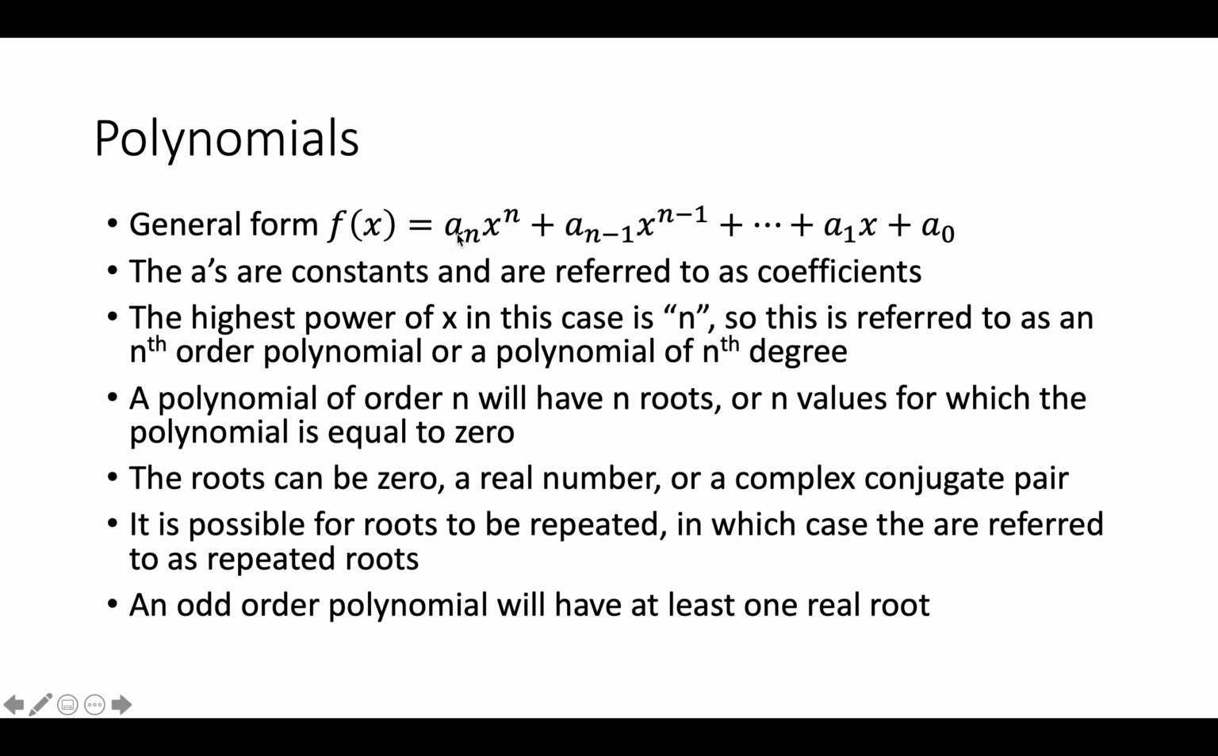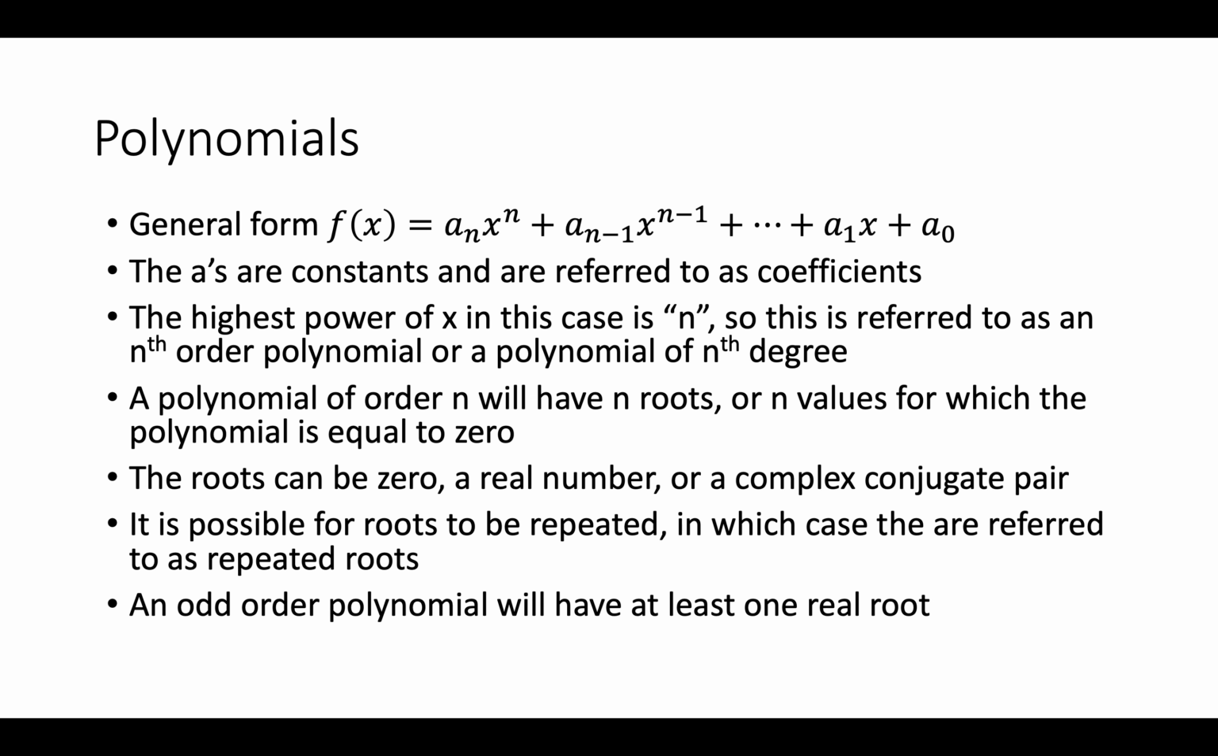And so polynomials traditionally are written in descending order, where you start with the highest order, or the highest value of n, and then you write it until you reach the constant. That's just a convention. It doesn't mean anything mathematically. So the a's are constants, and they're referred to as coefficients, and they can be 1 and they can also be 0. The highest power of x in this case is n. So this is referred to as an nth order polynomial, or a polynomial of the nth degree.